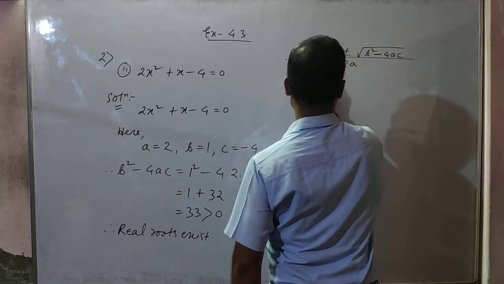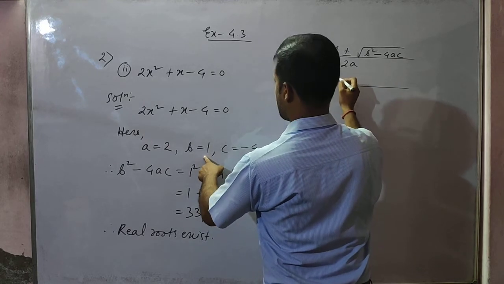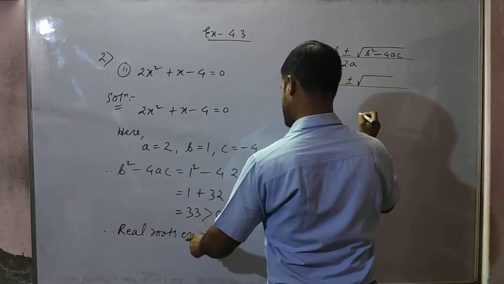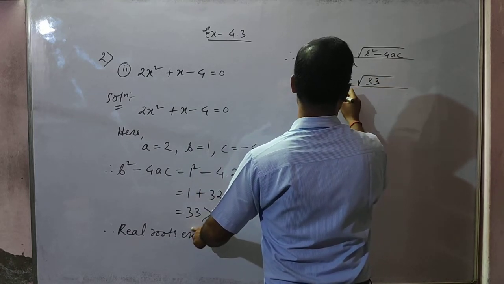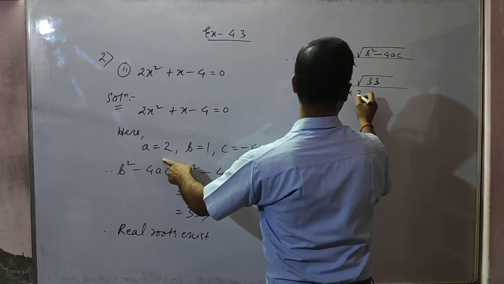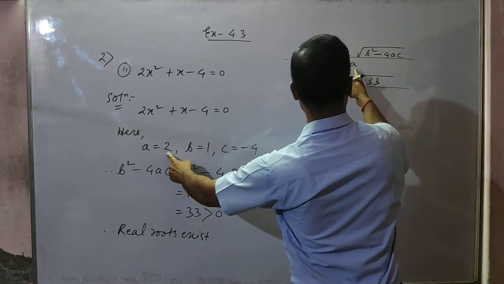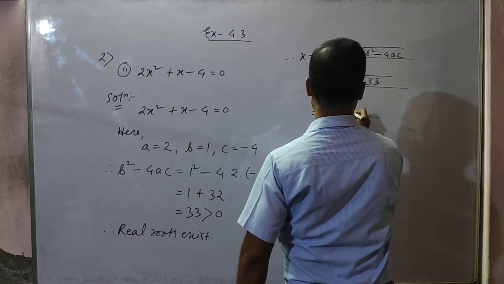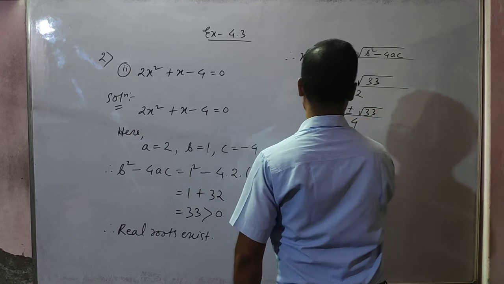By 2a. Okay, so what is the value of b? The value of b is 1. Plus minus root over b square minus 4ac, which means 33, and twice a. A means what, students? A means 2, isn't it? So a means 2, and b means 1. Okay, no problem. So minus 1 plus minus root over 33 by 4.